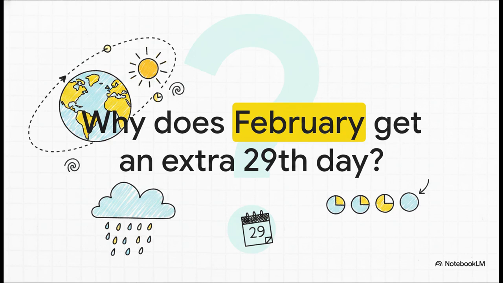I want to leave you with a final thought to test your memory. We mentioned leap years earlier, right? So can you recall exactly why February gets an extra 29th day every 4 years? Think back to the Earth's revolution around the sun. It doesn't take exactly 365 days. It actually takes 365 days and 6 hours. We save those 6 extra hours every single year, and over 4 years, they add up to exactly 24 hours, or 1 full extra day. Just like a giant puzzle falling into place.